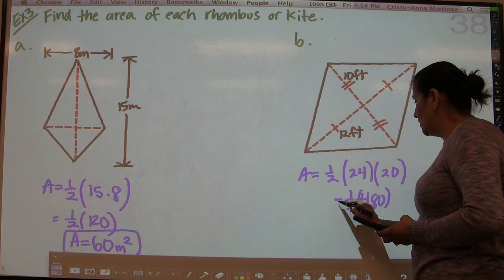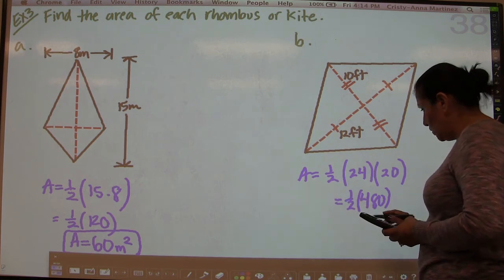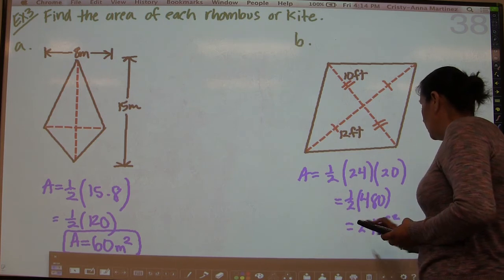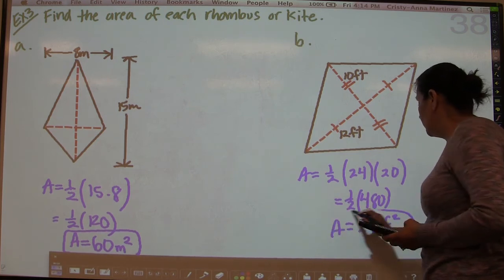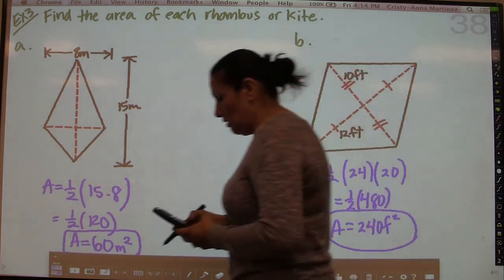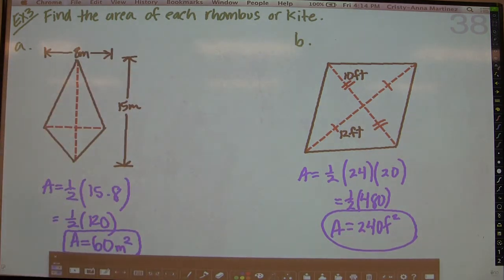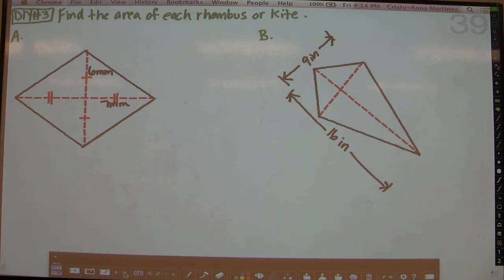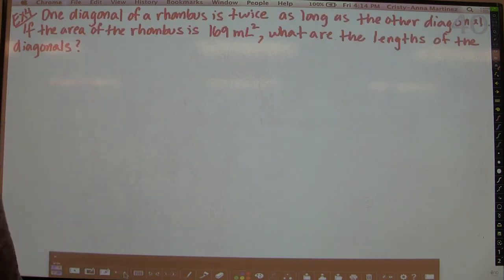And then we're going to divide that by 2, which will give us 240 square feet. Alrighty? So that is how you do that. So we will let you do these two examples, or these two figures, part of the same example, and then we will go to our last example for today.